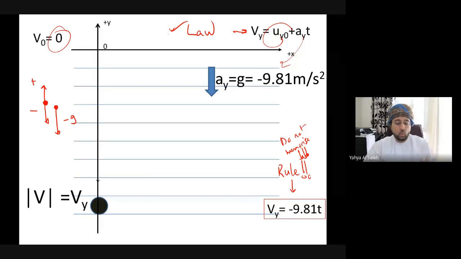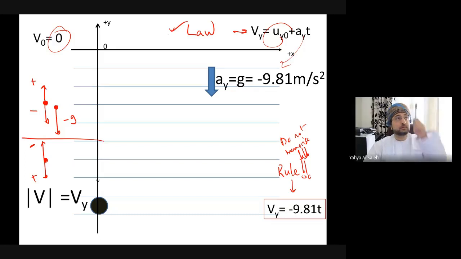Okay, what if for some reason whatsoever, and we will do examples of these later, I decide to call up minus and down plus?